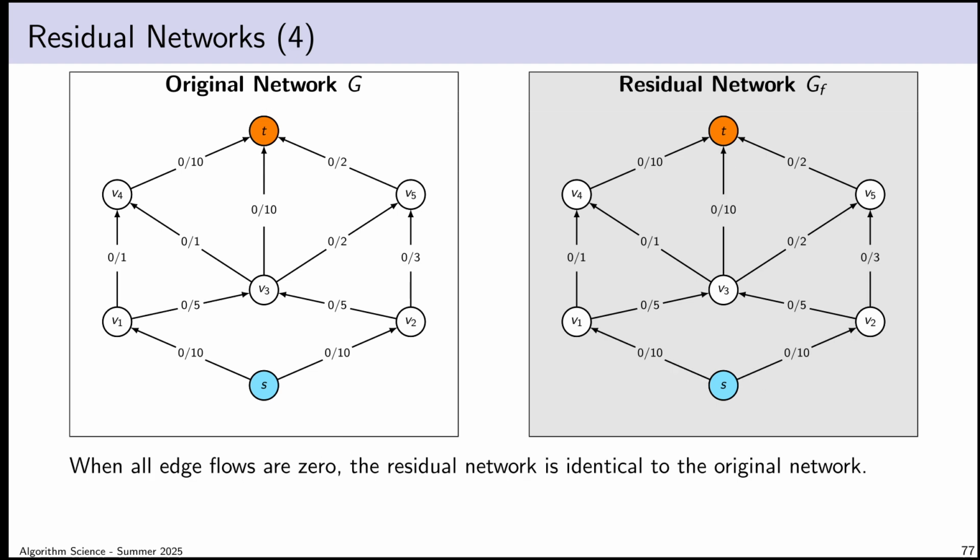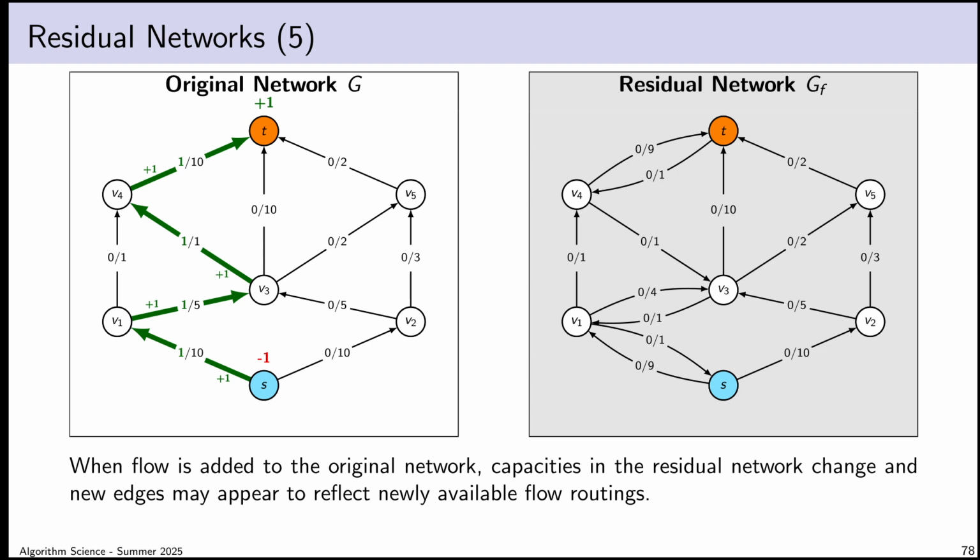If I set all edge flows to 0, well then the residual capacity of every edge is equal to its regular capacity, and so the residual network is exactly the same as the original network. When I add flow to my original network, the capacities in the residual network change. Now in these visualizations, if you see an augmenting path with an augmentation on the left, the thing on the right, the residual network, is the state of the residual network after that augmentation.